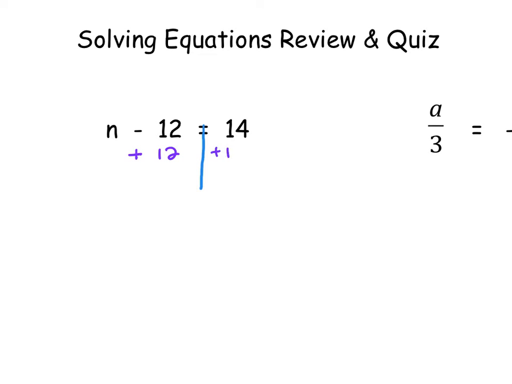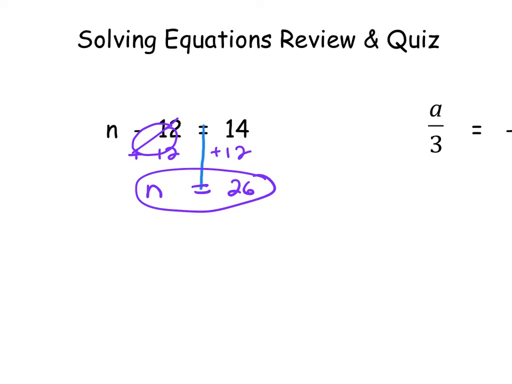This is called the inverse, which means the opposite operation. And mathematically, these zero out, or you could just say they cancel out. That leaves my n all by itself. And on the other side, I have 14 plus 12, and that's 26.